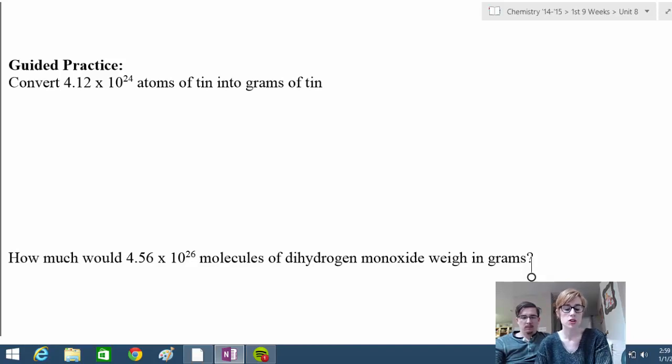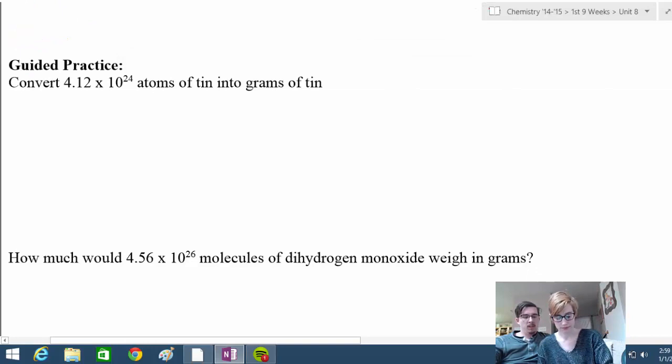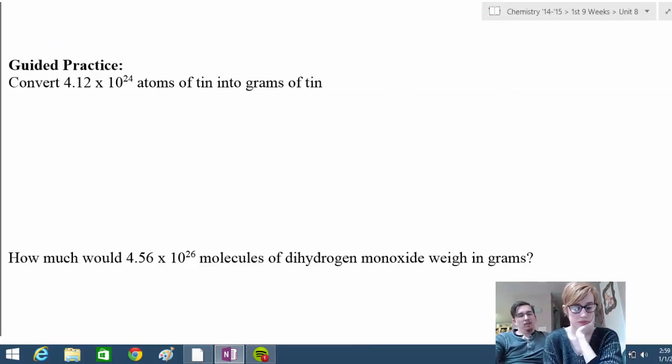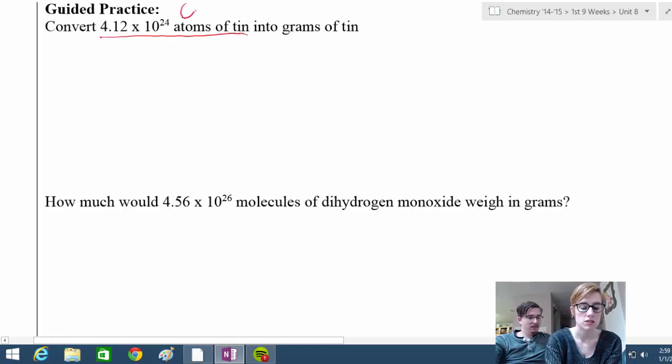Okay, so we're starting here. We have convert 4.12 times 10 to the 24 atoms of tin into grams of tin. So, Mr. Millsap, where do we start? First, we identify the given. Okay, and what's our given in the problem? 4.12 times 10 to the 24th atoms. Right, atoms of tin. That's our given. And then what else do we do? Identify the final. And my final is grams.